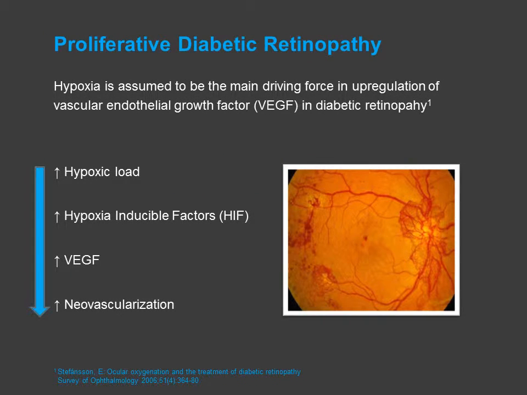And Aina has covered this very well. The main force behind diabetic retinopathy or proliferative diabetic retinopathy is the increased hypoxic load. This releases the HIF and VEGF factors, which facilitates neovascularizations. As you can see on the picture, we have some neovascularizations here and here, a bit blurry on the last picture.